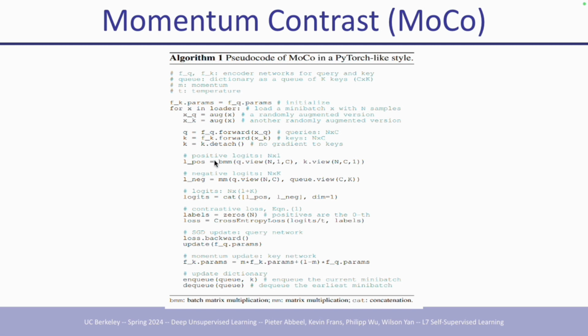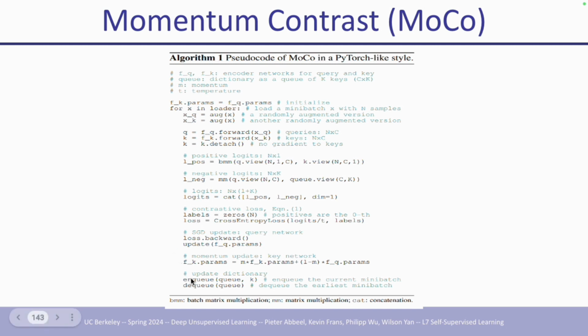We then just do a matrix multiply to get the dot product, and that gives us our logits. Then we do the InfoNCE, which is effectively just cross entropy. We're trying to label that this image should match this augmented version of the same image and not match all the other images. The negative examples we just take from our queue, which is of this size. And we just take the cross entropy loss.